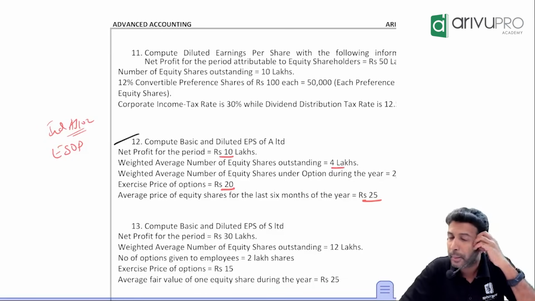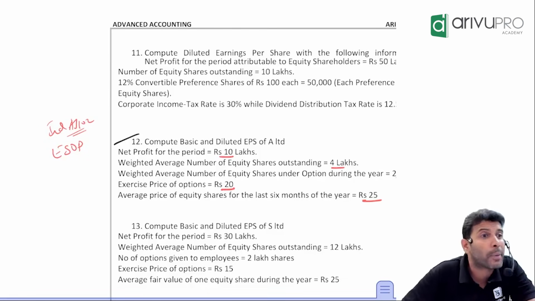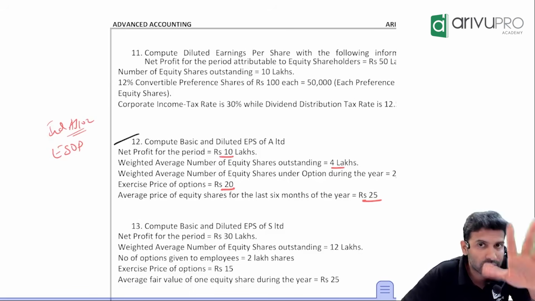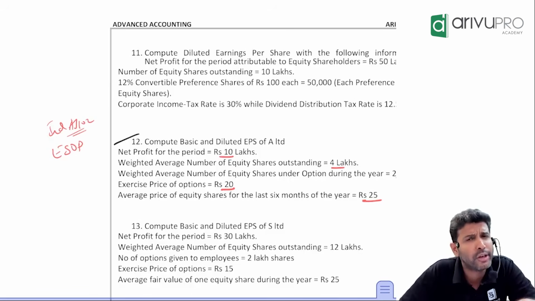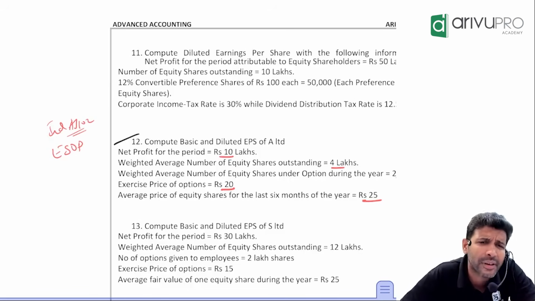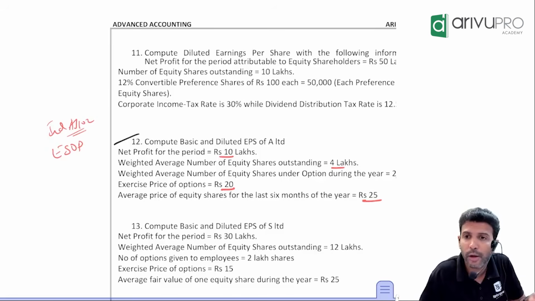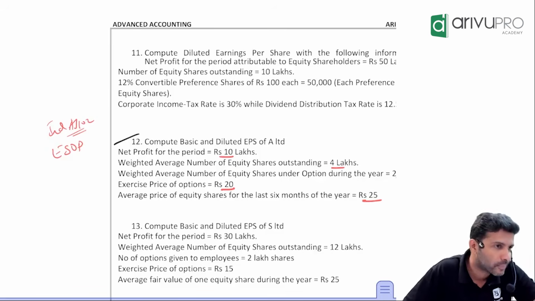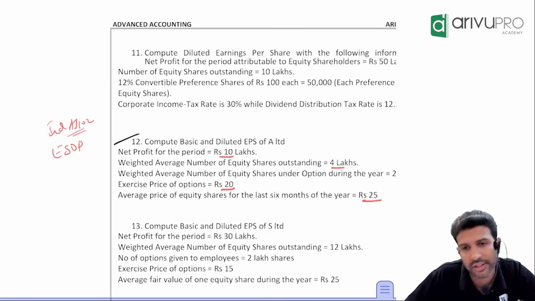Now, people, when the company is issuing shares to their employees, do you think they will issue the shares at market price? No, they will issue it at a discounted price. And shares will be given immediately? No, the company will tell the employees, you first work in my company for 5 years. Then I will give you shares.